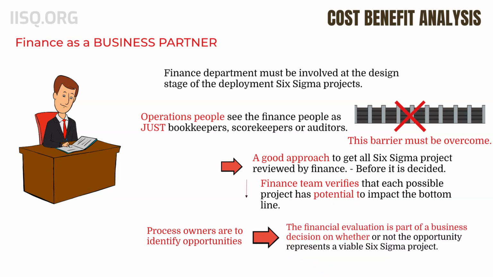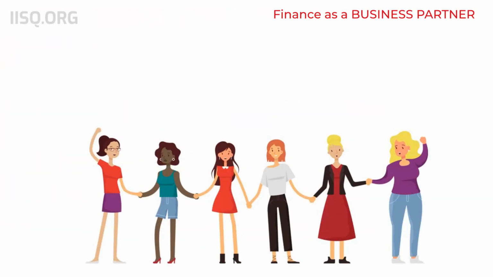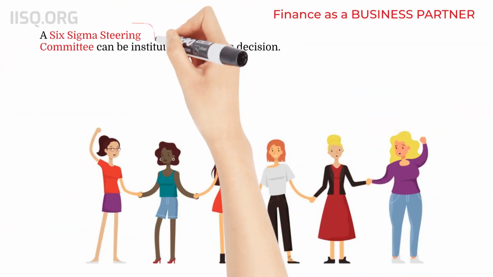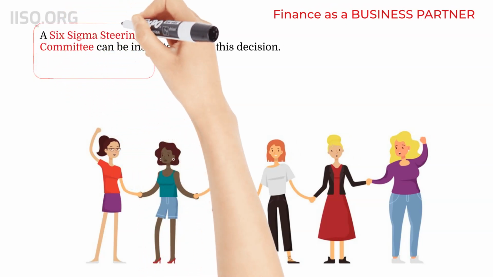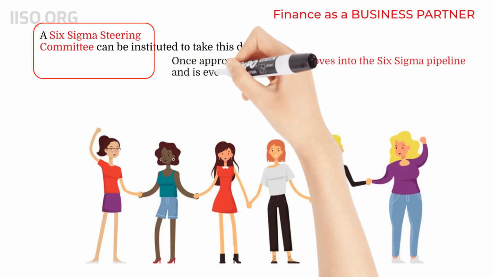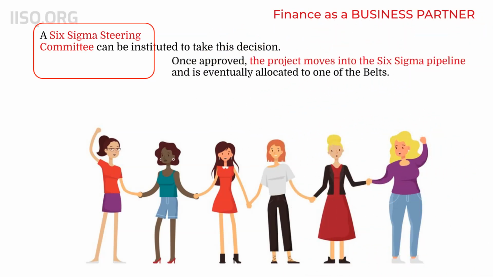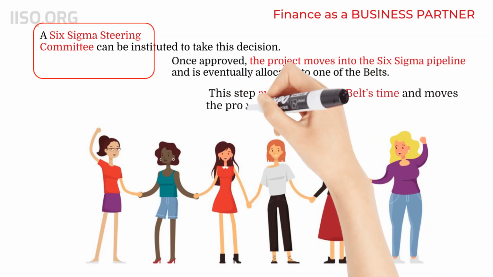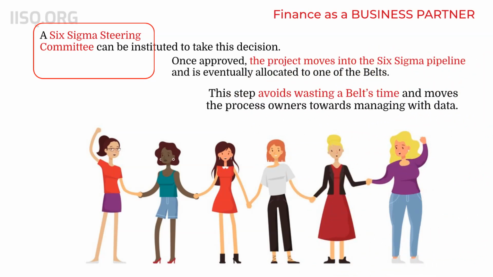Instead, they identify opportunities, and the financial evaluation is part of a business decision on whether or not the opportunity represents a viable Six Sigma project. In this regard, a Six Sigma steering committee can be instituted to take this decision. Once approved, the project moves into the Six Sigma pipeline and is eventually allocated to one of the belts. This step avoids wasting a belt's time and moves the process owners towards managing with data and related improvement decisions.